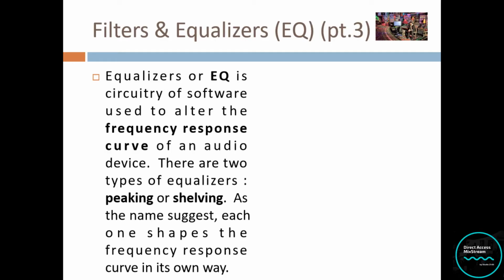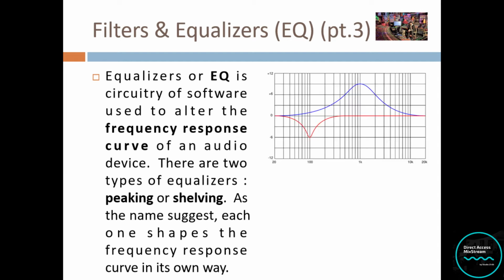So what's the definition of an EQ? EQ is short for equalizer. So equalizers, or EQ, is circuitry or software that's used to alter the frequency response of an audio device. Generally, there are two types: the peaking or shelving. As the name suggests, the name describes the frequency response. You have peaking and then you have a shelf. So it shapes the frequency response in its own way.